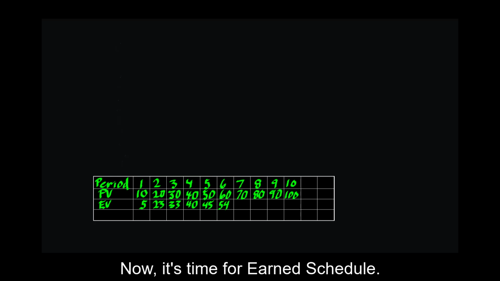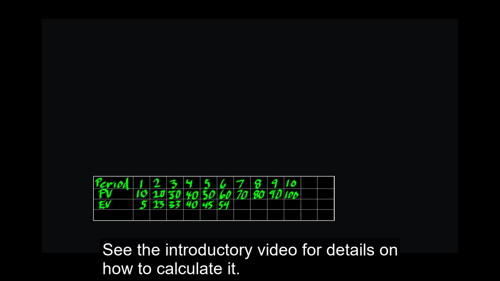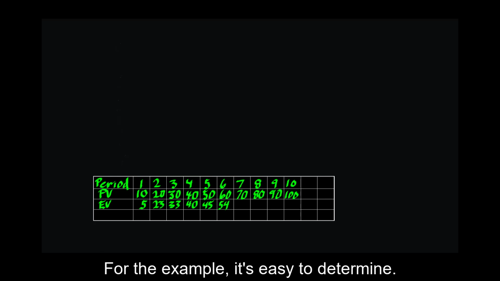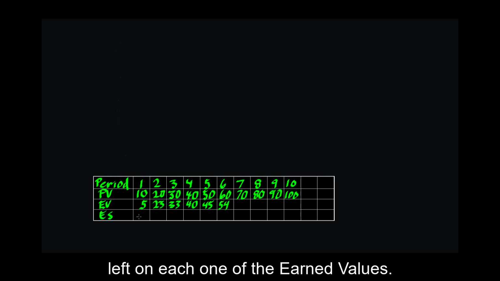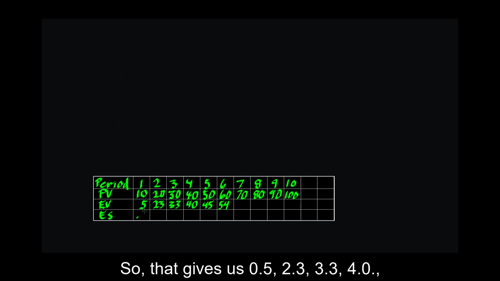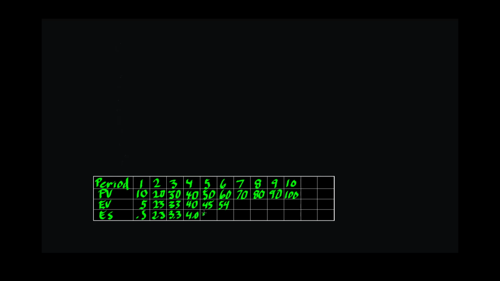Now it's time for earned schedule. See the introductory video for details on how to calculate it. For the example, it's easy to determine. The example is set up so that all we need to do is move the decimal point one place to the left on each one of the earned values. So that gives us 0.5, 2.3, 3.3, 4.0, 4.5, and 5.4.